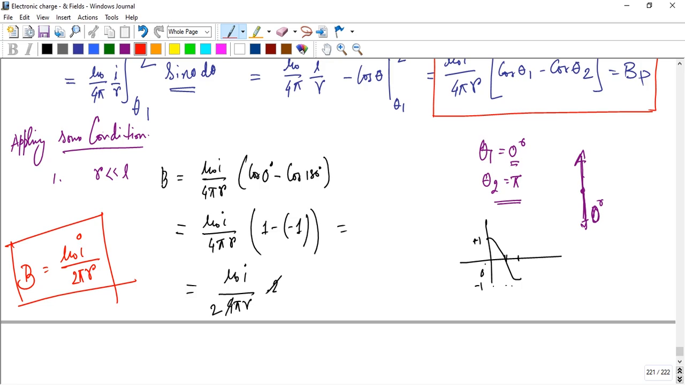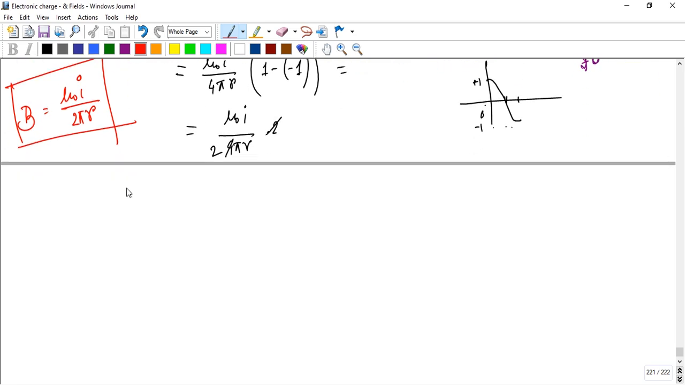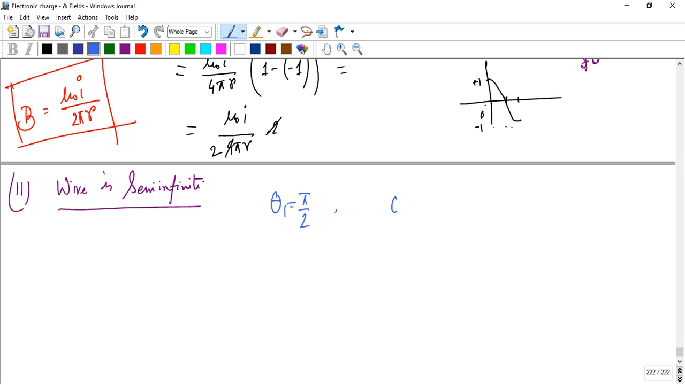Next conditional case: if the wire is semi-infinite. So case number 2, where the wire is semi-infinite. Semi-infinite means theta 1 is, semi meaning half, pi by 2, and theta 2 is pi.